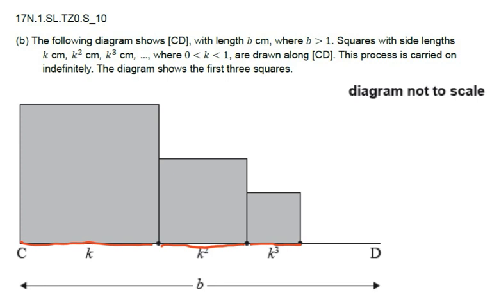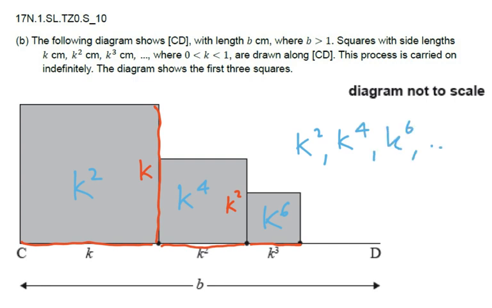However, first of all, we're looking at the areas. So we're going to look at the areas to find out what k is. So if we're looking at the areas, then we're starting with the first area, this shape, which is k squared. And the area of the next shape is k to the power of 4. And the next shape is k to the power of 6. So this is the first sequence that we're looking at. And to work out the common ratio, what we multiply by to get to the next term, every time we're timesing by k squared to get to the next term.